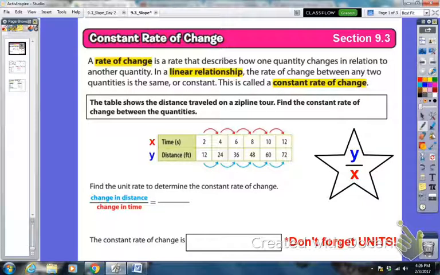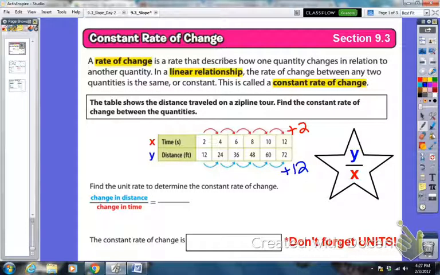The table below shows the distance traveled on a zip line tour. Find the constant rate of change between the two quantities. When the table is sitting horizontally, the top row is the x values, the bottom row is the y values. So you can see that the time is increasing by adding 2 each time, and the distance is increasing by adding 12 each time.